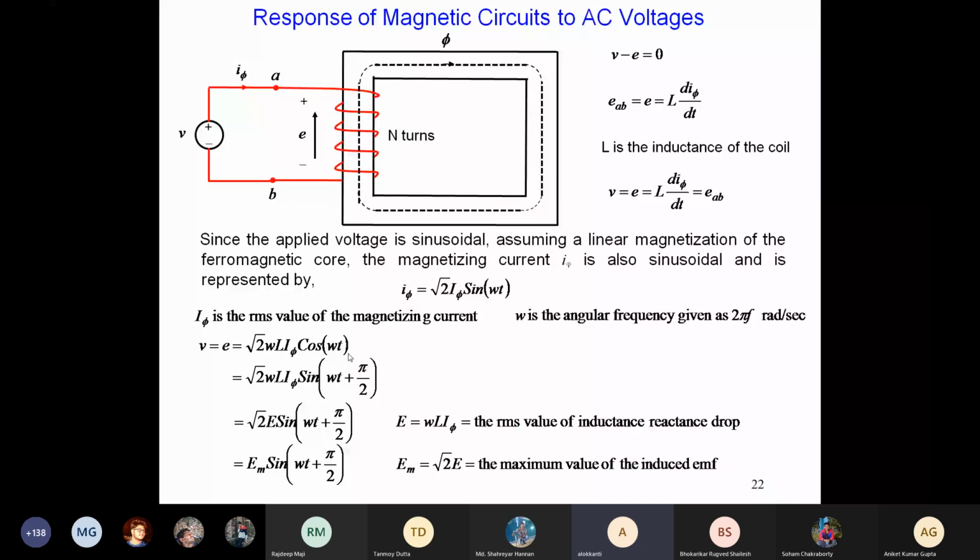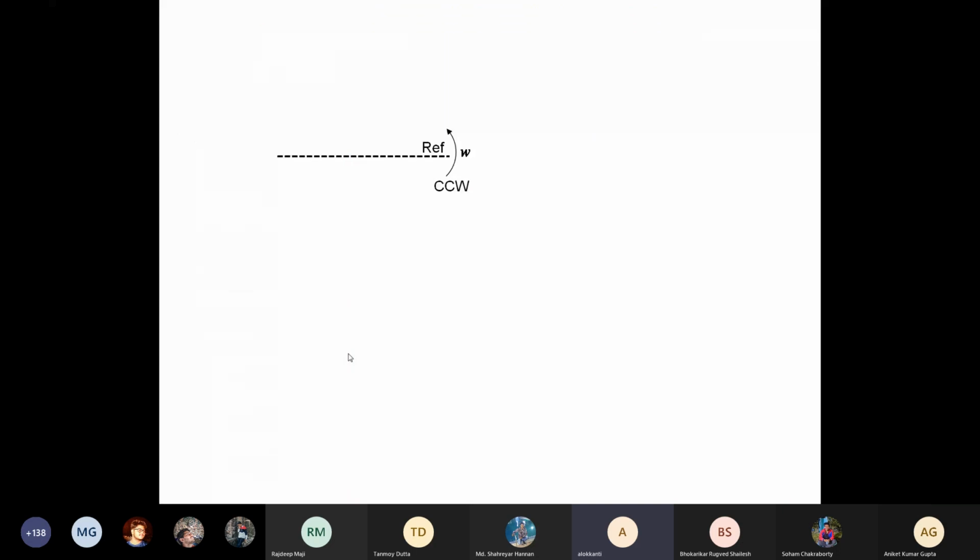If you draw the phasor diagram, which all of you know how to draw, and if your I phi is kept along the reference, the magnetizing current, and obviously the flux is also along the reference, then your E is equal to EAB, which is equal to I phi omega L, which is 90 degrees ahead.